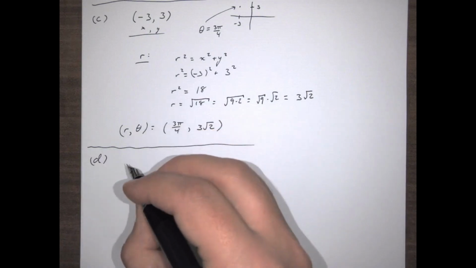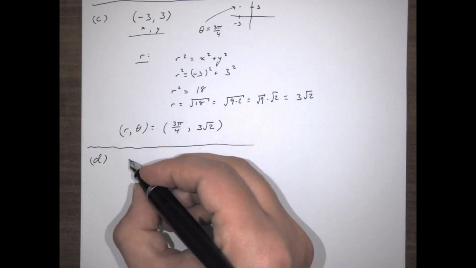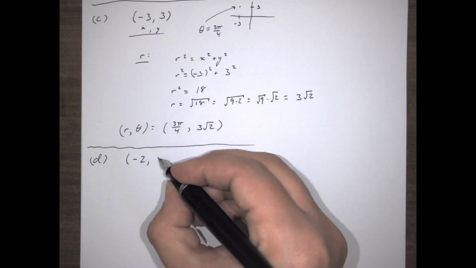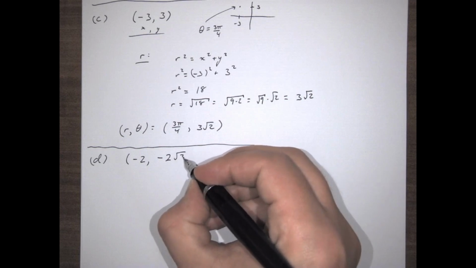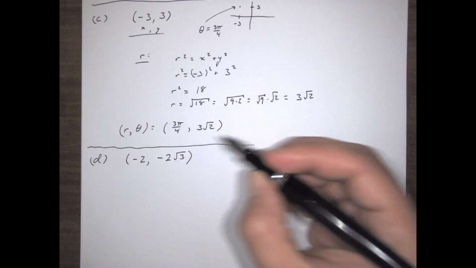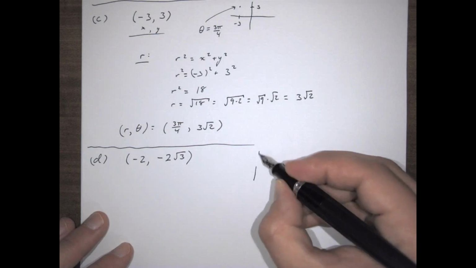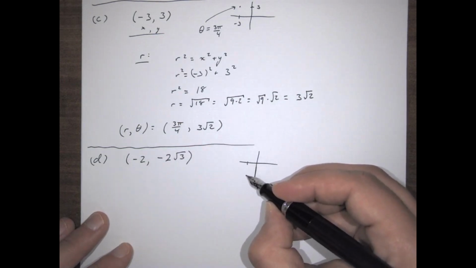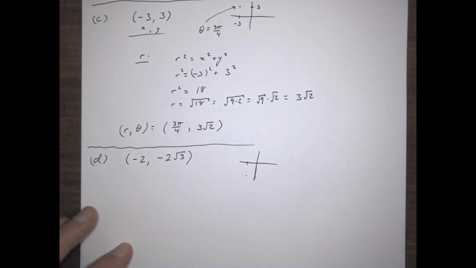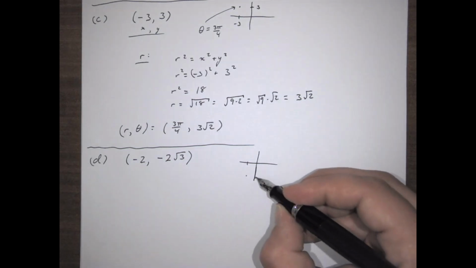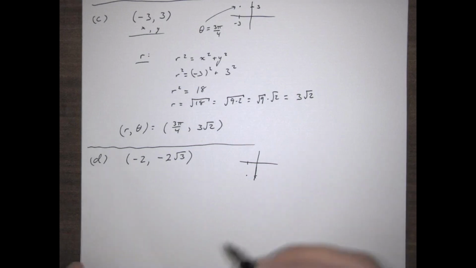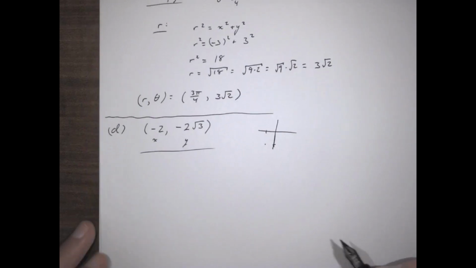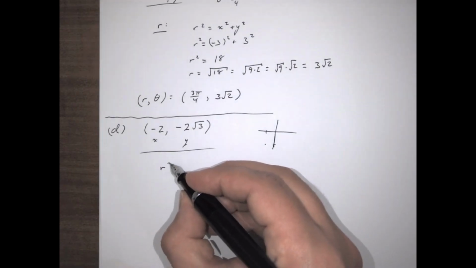All right, let's try another one. So let's say negative 2 comma negative 2 root 3. All right, so an important thing to note about this is it's negative and negative. And root 3 is bigger than 1, so that means that it's going to be further down than it is going to be left. All right, but this is again x and y, and we'll just let the r and theta develop from the formulas.